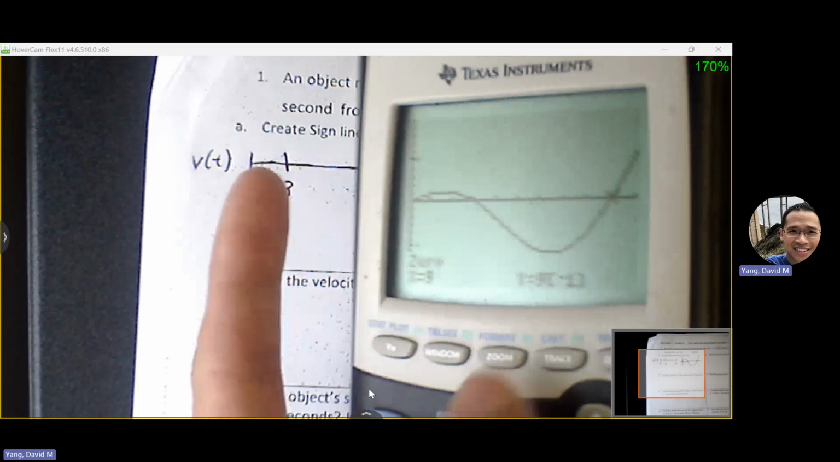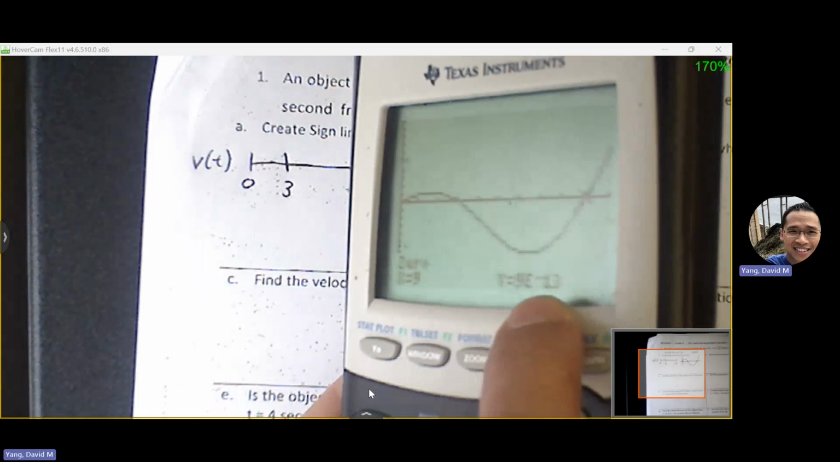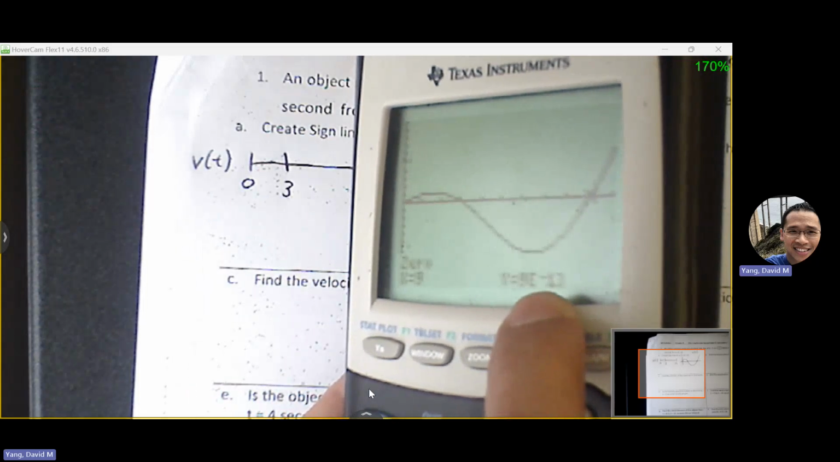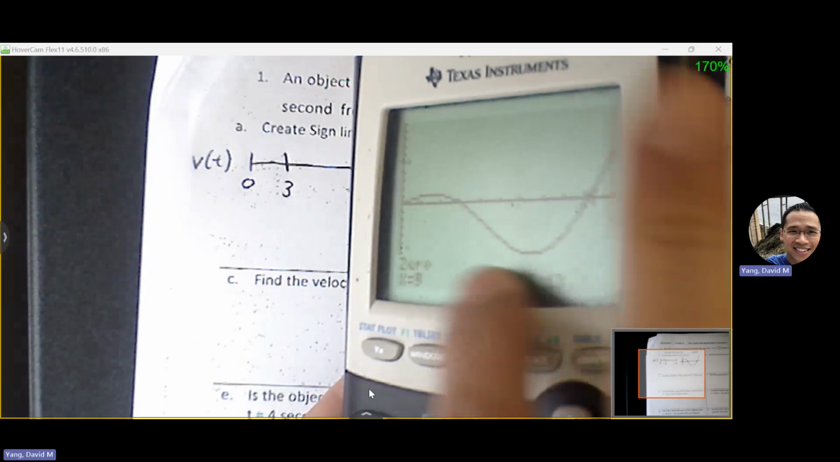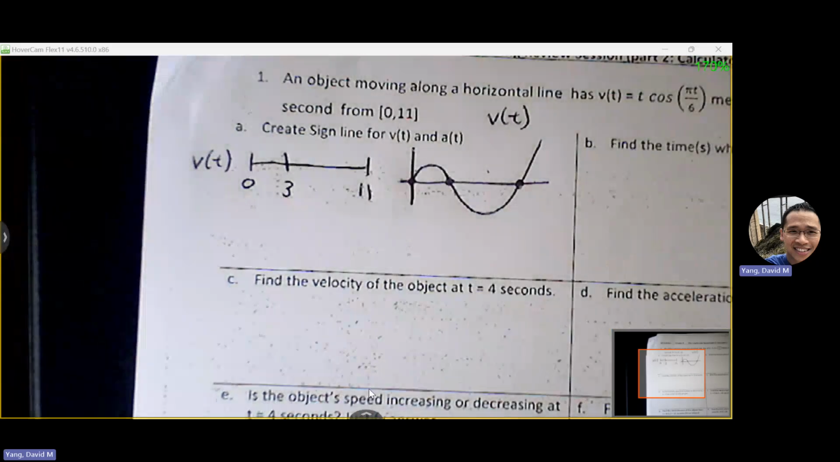I get 9. Now, if you see a number like 9e to the negative 13, that's just a number really close to 0. So just understand that's basically y equals 0. So y equals 0, x equals 9.